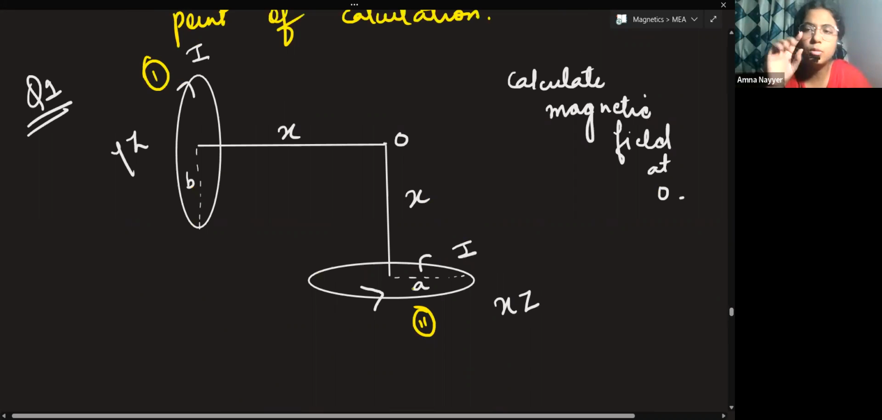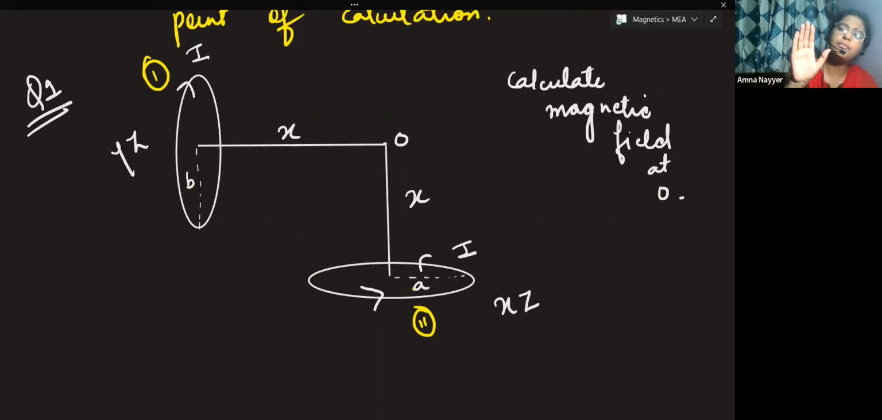See, for the first one, just move your fingers along the sense of current. Just see wherever the current is leading. So this is the direction of current. So that gives me negative i cap, means minus i cap.